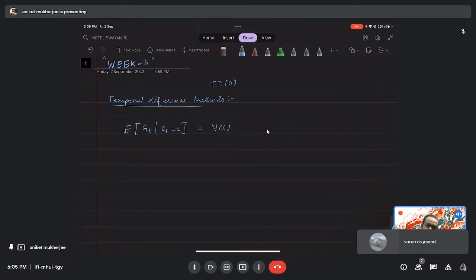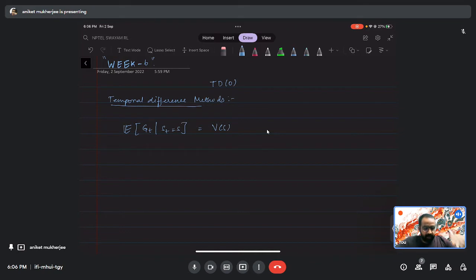So today we'll go through temporal difference methods, TD0, TD1, TD lambda maybe a little bit, and then we'll do the relation between TD and MC, MC meaning Monte Carlo, and then we'll go to off-policy methods and then Q-learning.